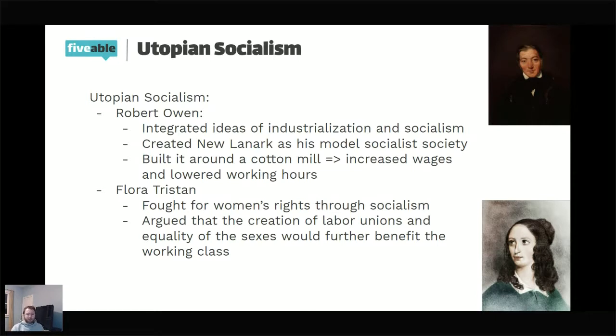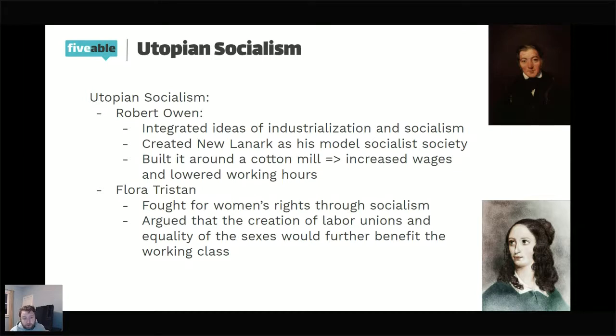That was the argument Mary Wollstonecraft makes: you have half of the people in the world that are being repressed and forced to stay out of jobs and stay at home. She argues that if women are given the ability to work, society as a whole benefits, because that's 50% of the population that isn't working. And Flora Tristan is going to argue that same thing, but in a more industrialized fashion, specifically looking at the working class here, not just women in general.